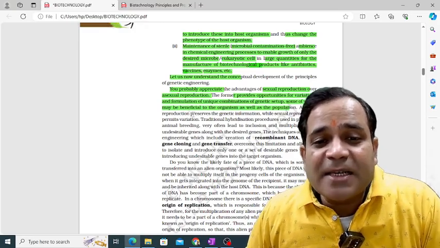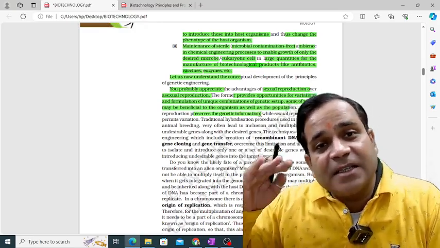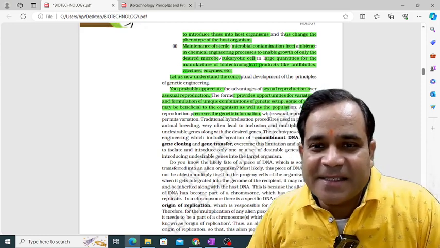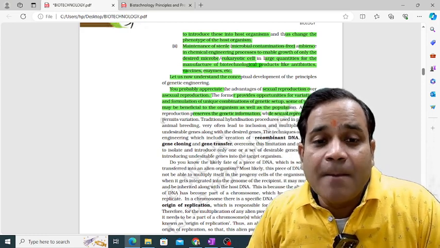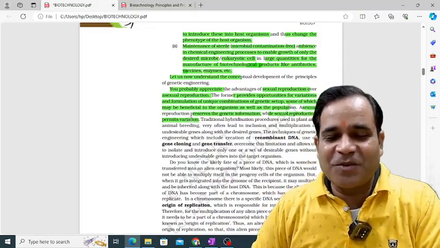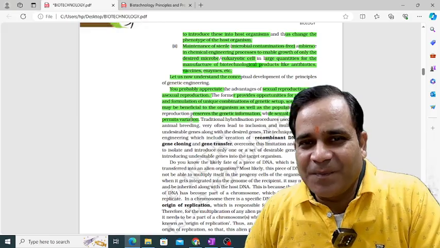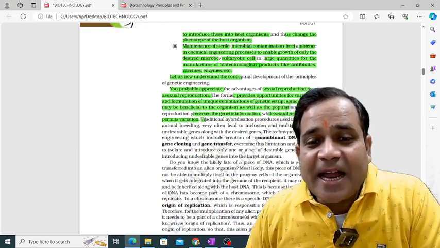So asexual reproduction preserves the genetic information, whatever genetic information they have. While sexual reproduction, my dear, permits variation. So this one is the difference between sexual and asexual reproduction. Yes or no? So, traditional hybridization.